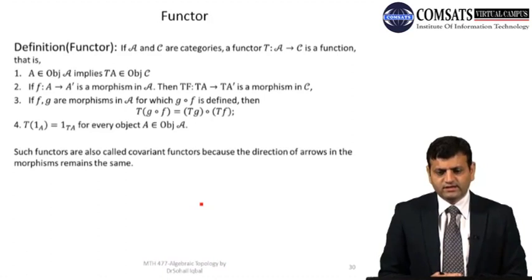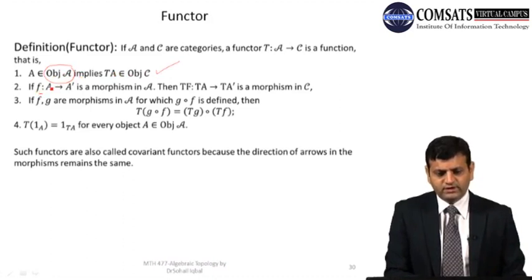If A and C are categories, a functor T from A to C is a function that gives me images of objects of the category. Also, if I have a function f from A to A prime, which is a morphism in the category A, then it will give me a function Tf from Ta to Ta prime. If f and g are morphisms in A for which g circle f is defined, then we can also give the image of this composition, defined as the following.